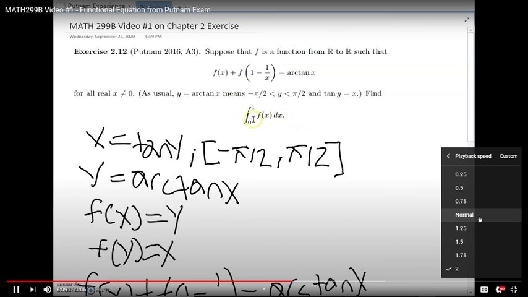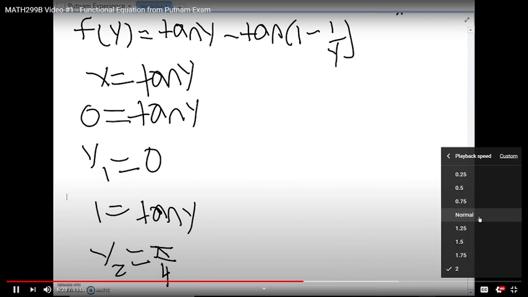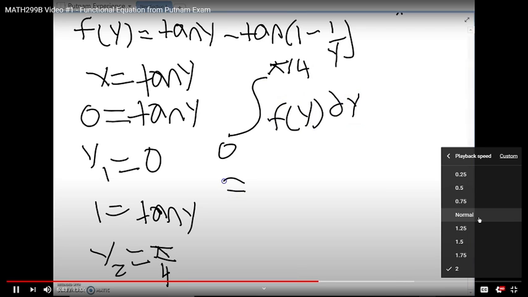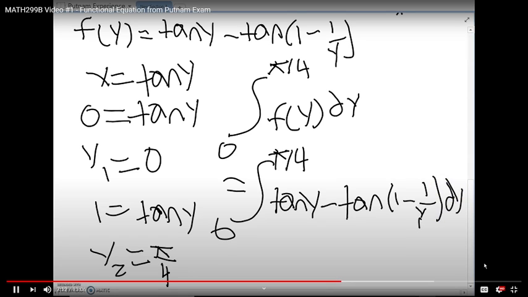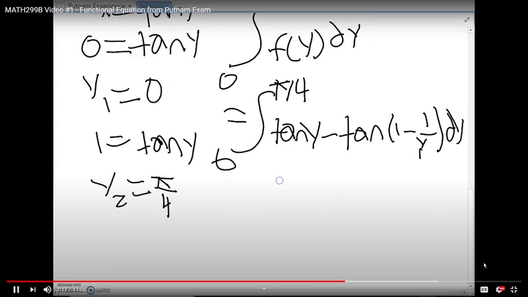We're going to rewrite this integral in terms of f of y, and that's exactly why we found those two y values to be our limits of integration. So the integral that we will get is the following: the definite integral from 0 to pi over 4 of f of y dy, and that's just going to be the definite integral from 0 to pi over 4 of tan y minus tan of (1 minus 1 over y) dy. Okay, so now we're trying to solve this integral right here.